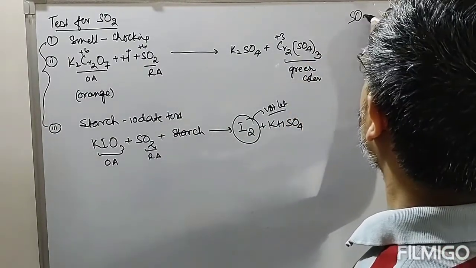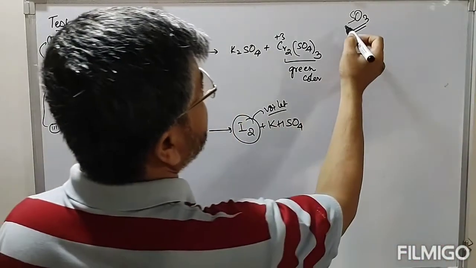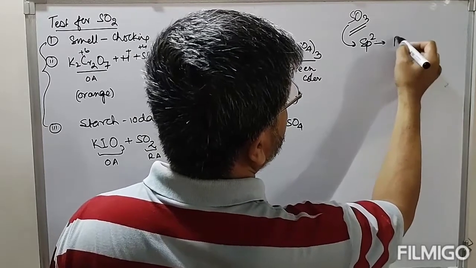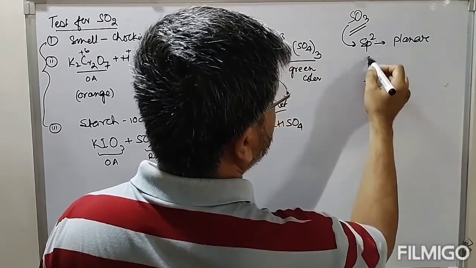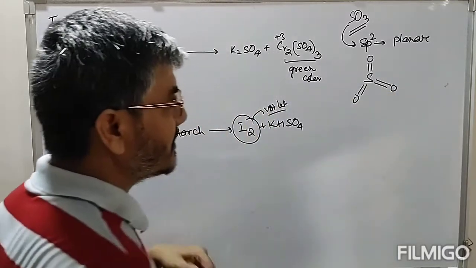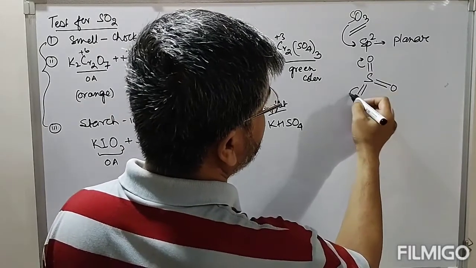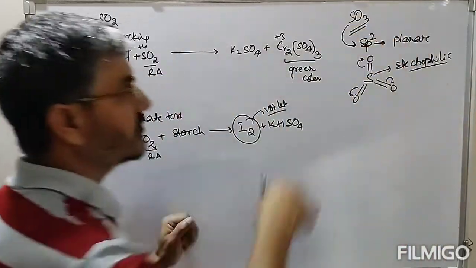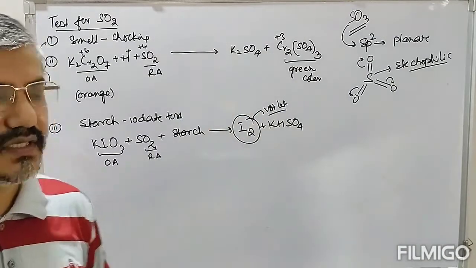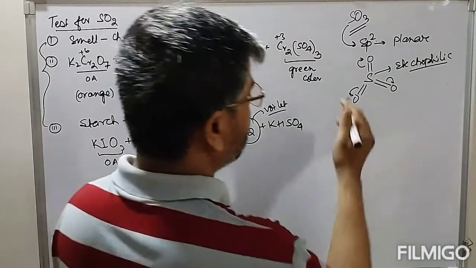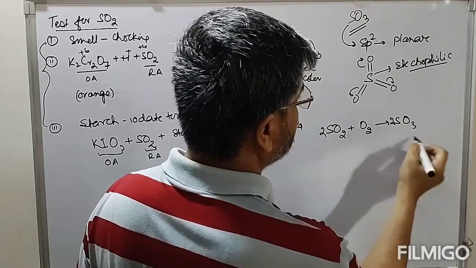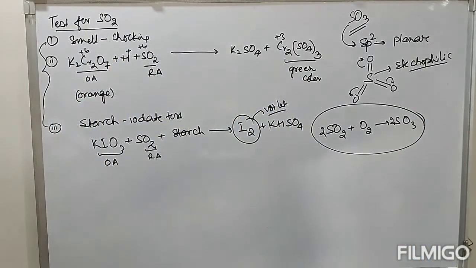Then the next is sulfur trioxide. In this sulfur trioxide, sulfur is again undergoing sp2 hybridization. So this is planar, we have this structure. Due to the presence of three electron withdrawing oxygens, this sulfur is electrophilic in nature. So in sulfur trioxide, sulfur is electrophilic. In sulfur dioxide, sulfur is nucleophilic in nature. As I have told you, this is mainly produced from sulfur dioxide, and this sulfur trioxide is used for preparation of sulfuric acid in the contact process.